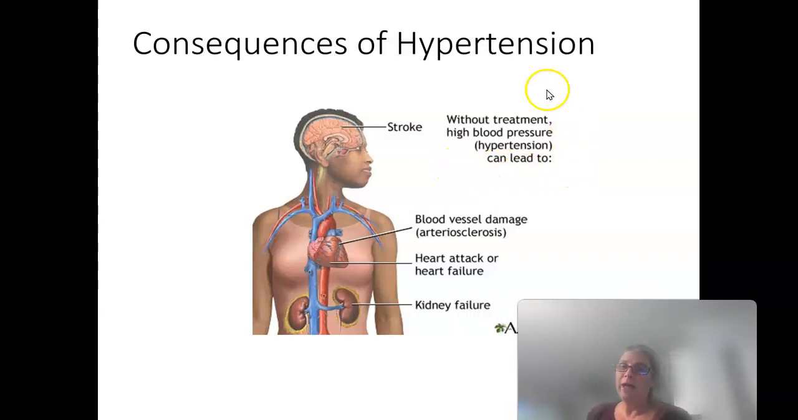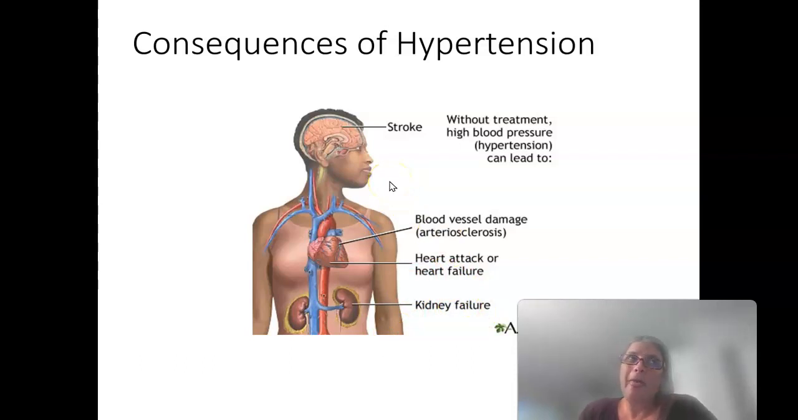So we know that high pressure, right? That's the pressure pushing blood through. We know it damages our blood vessels. It can cause a heart attack or heart failure, can cause cardiac arrest. It can affect your kidneys. That high pressure wears down your kidneys, and we know it can cause a stroke.